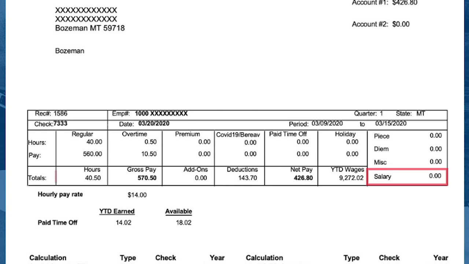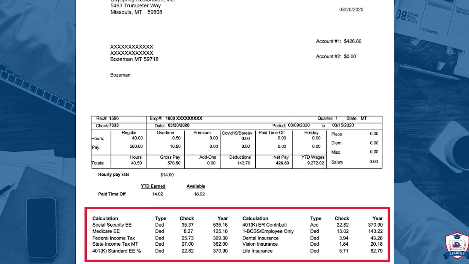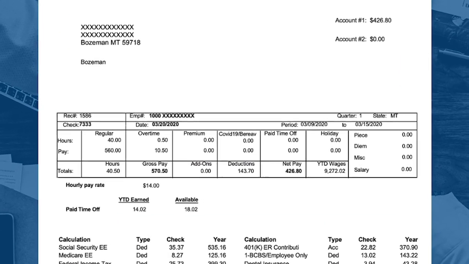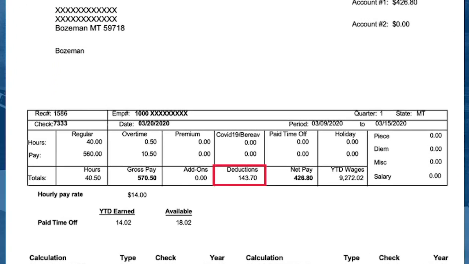This bottom row adds up the total number of hours you worked that week, what the total amount of pay was, and your total amount of add-ons, which includes things like a phone stipend, which would be listed down below in the calculation section. It also shows the total amount of deductions, which results in your net pay. This is the actual amount you will receive on your paycheck.